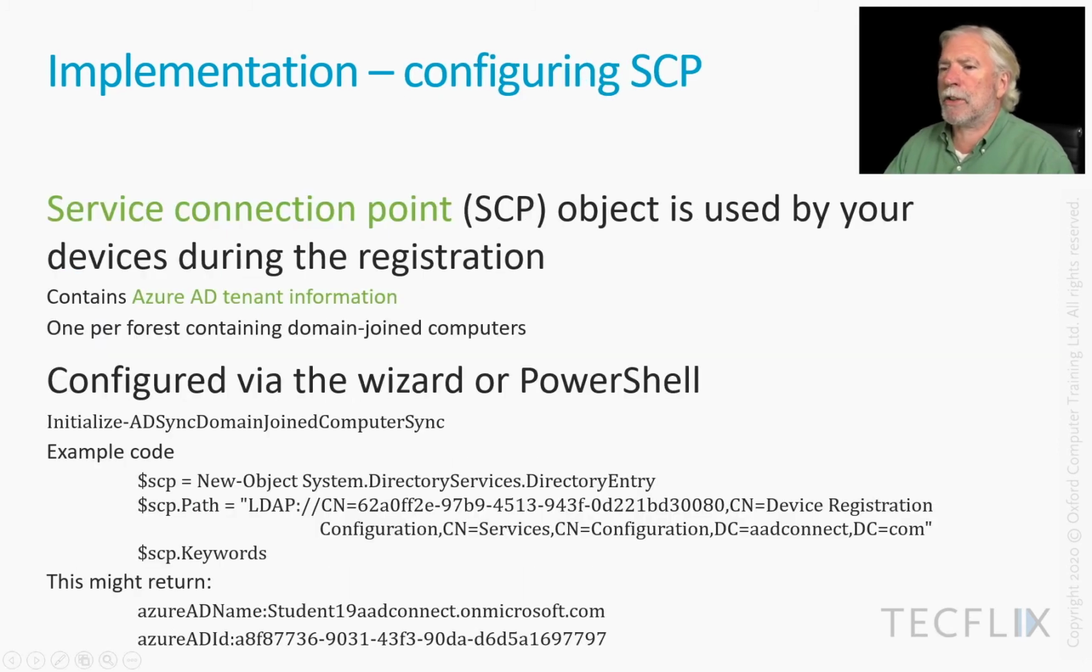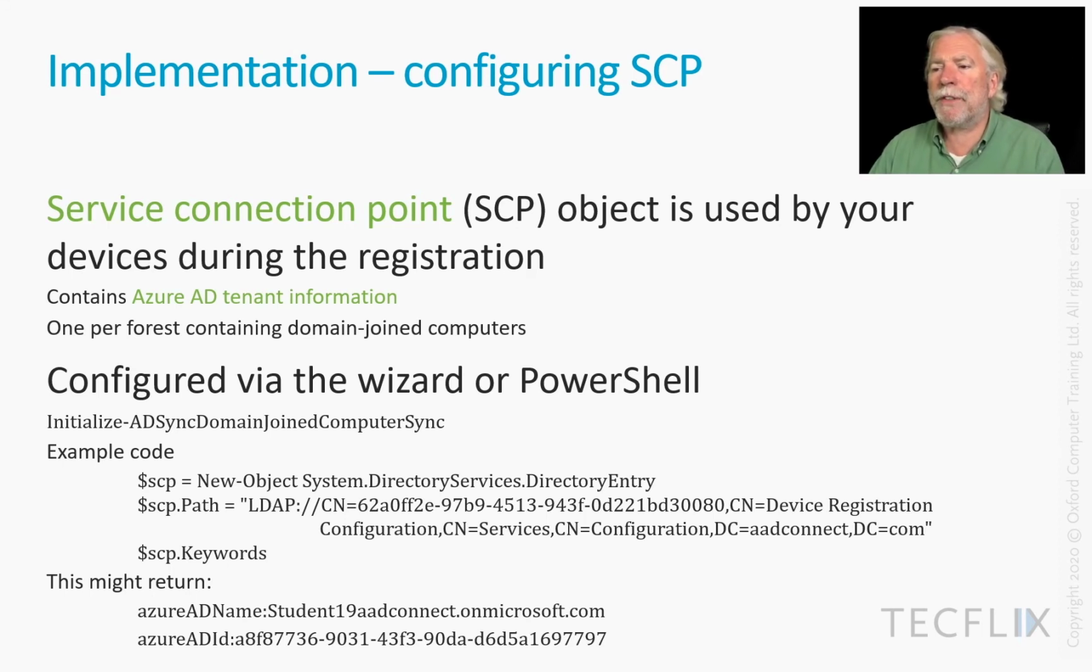Now the service connection point, which we've mentioned a number of times, is an object that's created either through the wizard or through a PowerShell commandlet. We'll look at that in a moment. That is going to be created in AD and contains the Azure AD tenant information. It's a very simple object, and if you look at the very bottom of this slide, you can see the two attributes there, the Azure AD name, that happens to be one of our student environment names there, and the Azure ID. So that is how a domain-joined computer gets to know which tenant it would be associated with.